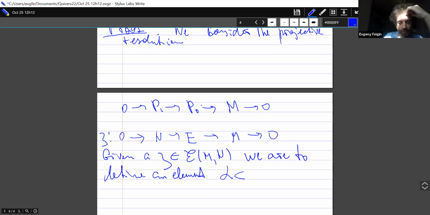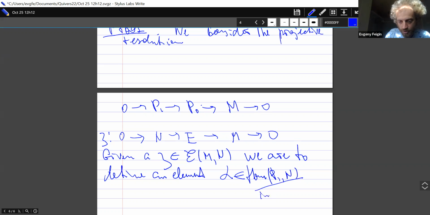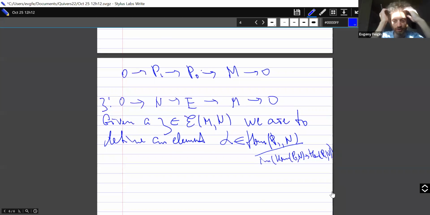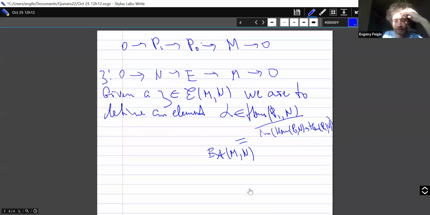Hom(P1, N) modulo the image of Hom(P0, N) to Hom(P1, N). Again, let me not mix the notation. So by definition, this is our Ext domain. Okay. And how do we do this?